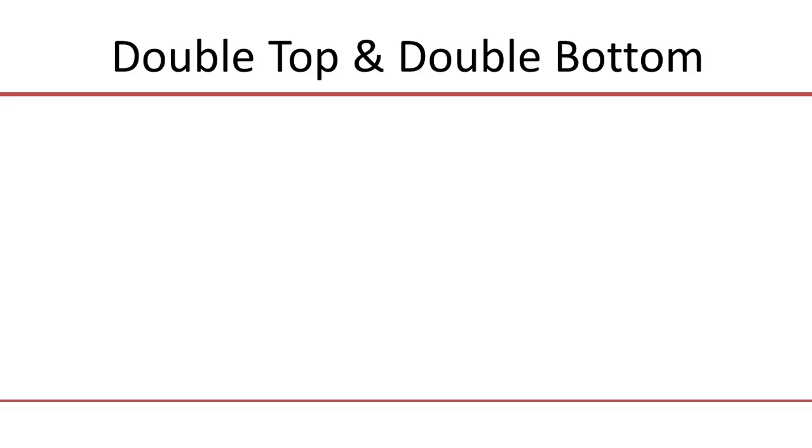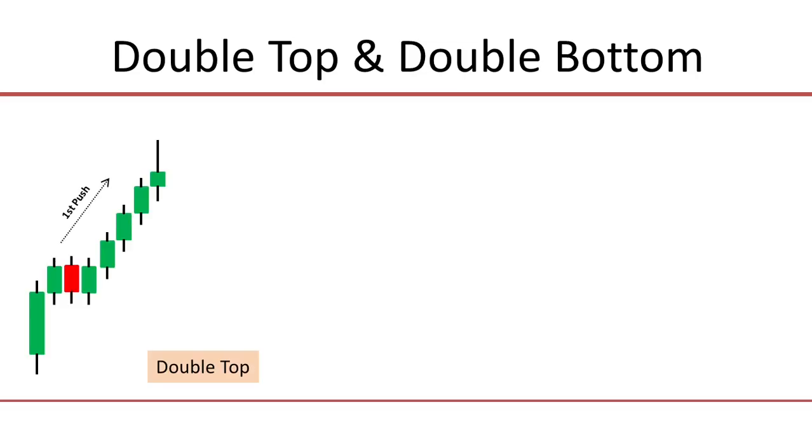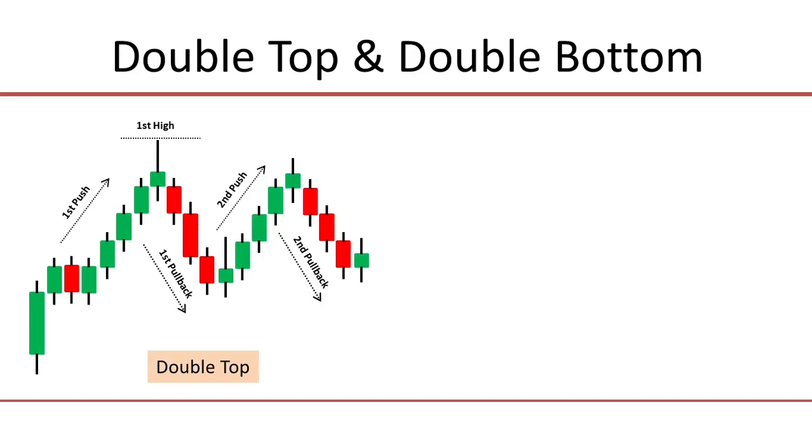Before I show you the Excel tool, let me first explain the double top and the double bottom chart patterns in case you're not already familiar with the concept. So for a double top pattern, we first have an initial push in the upward direction, followed by a first pullback. So this is the first high. Next, we have a second push in the upward direction, followed by another pullback. And this is the second high. So this trader wanted that the second high should be lower than the first high and should be within a specified margin of the first high.